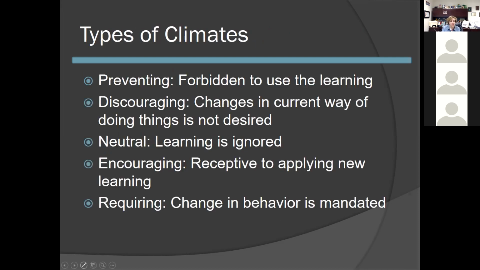The types of climates that would probably prohibit some of these: preventing, where they're forbidden from using the learning that they took. Discouraging, where changes in the ways things are currently happening are discouraged, and they don't want to make change in what's currently happening. Sometimes the learning is ignored, or it could be encouraging, where they're receptive to applying new learning, and then required. Sometimes you are required to change your behavior.